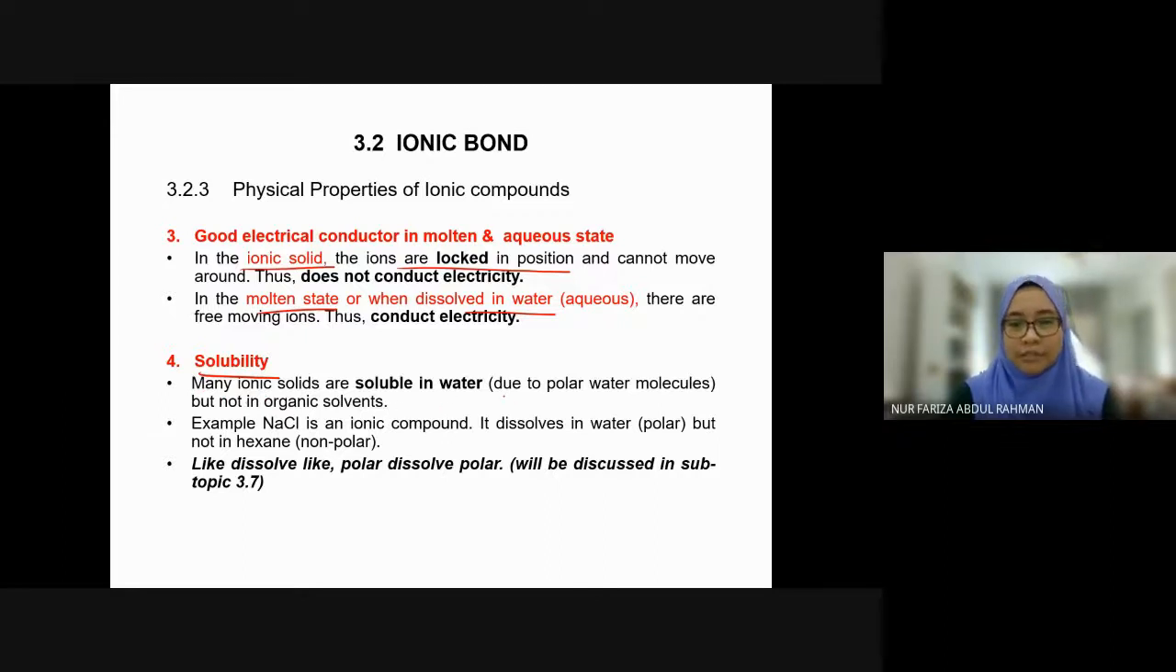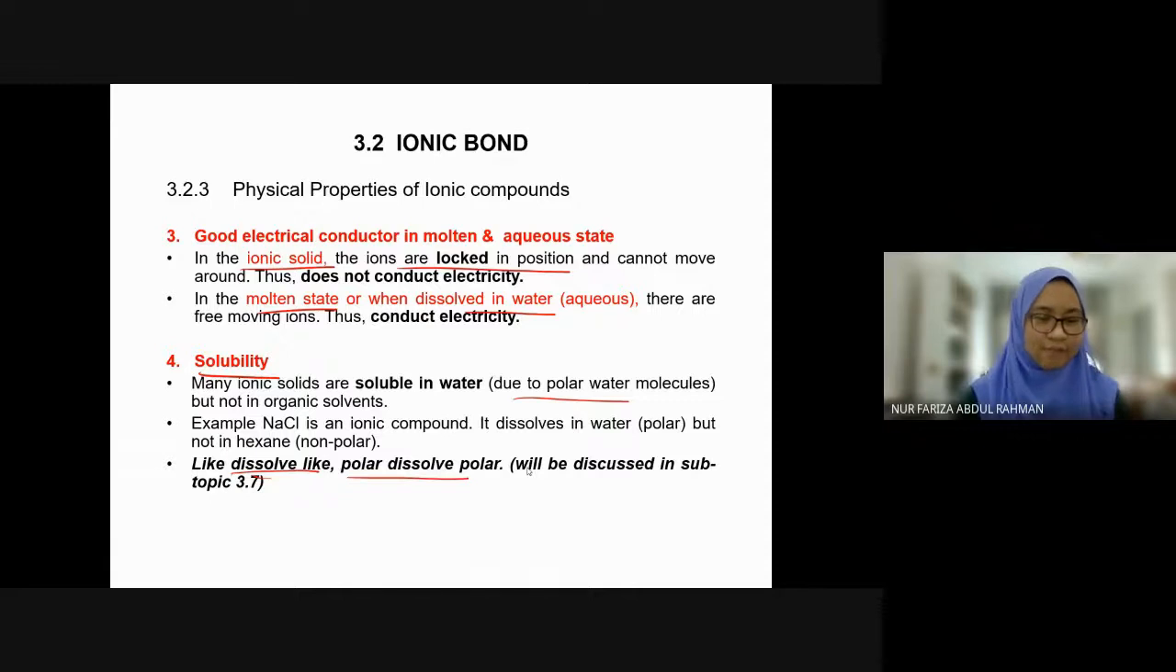Kenapa? Because water itself is polar. Okay, water itself is polar. Polar suka benda yang polar. So ions is polar, sangat polar in fact. Okay, so polar attracts polar. Okay, like dissolve like, polar dissolve polar. Right? Okay, we are done with that. Done for ionic bond. Okay, so tomorrow we're gonna start covalent and the rest will be covalent sampai habis.